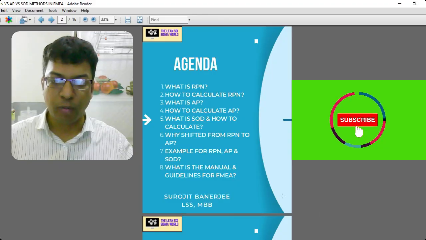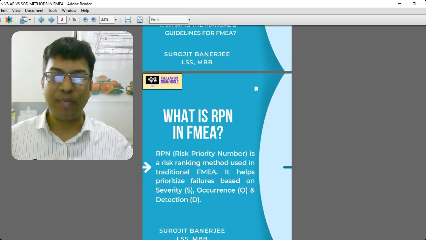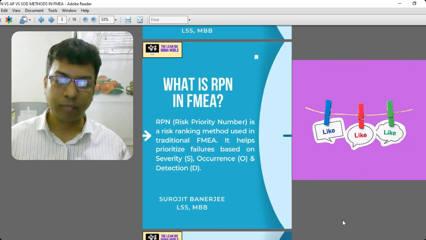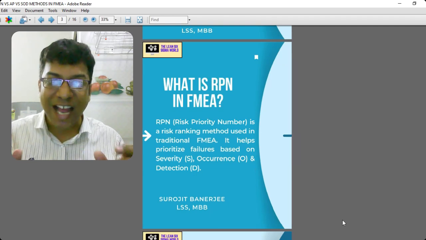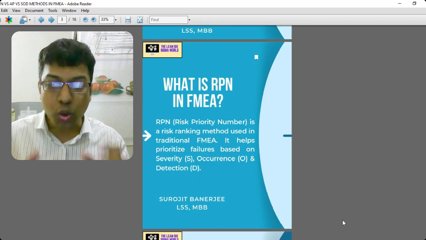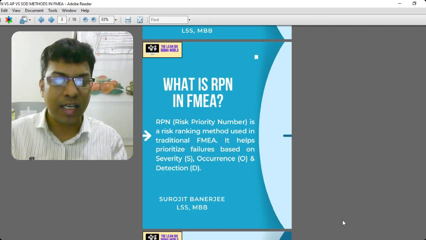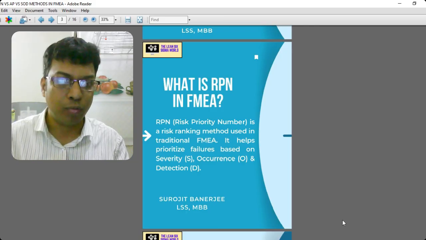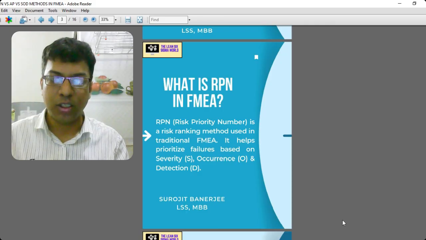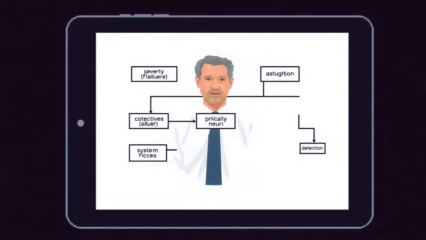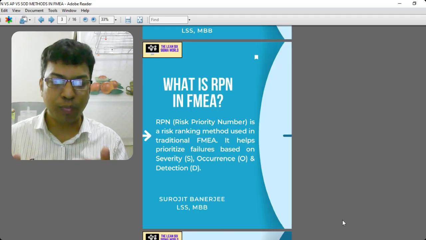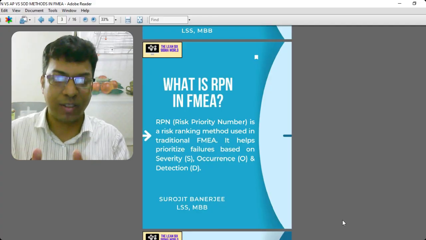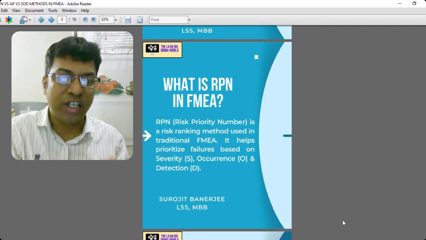First of all, we need to understand what the RPN number is in FMEA. RPN is nothing but risk priority number. It is a risk assessment tool that is basically used in traditional FMEA. Earlier in FMEA, we used the RPN number. At this moment, we are not using RPN, we're using action priority. The RPN number helps to prioritize the failures, the risk, based on severity, occurrence, and detection.